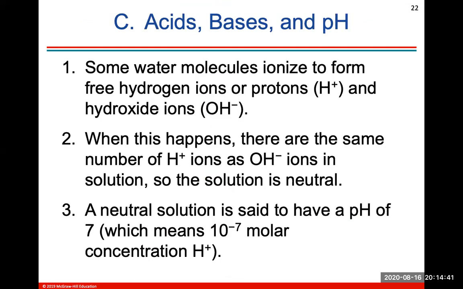Acids, bases, and pH: some water molecules ionize to form free hydrogen ions, or protons, which we call H+, and hydroxide ions, which we call OH-. When this happens, if there's the same number of ions, the solution is neutral, and a neutral solution is said to have a pH of 7.